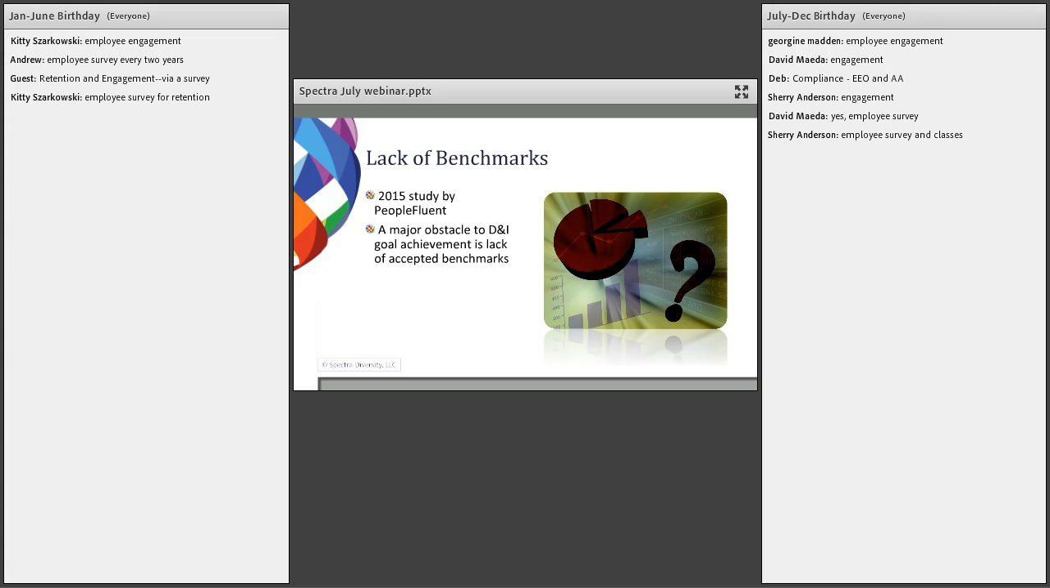Lack of benchmarks, clearly it's there. I'm going to start quoting some of the results from a 2015 study that was done by PeopleFluent. Actually, it's a 2015 Strategic Diversity Measurement Survey from the Human Capital Media Advisory Group, the research arm of Talent Management magazine. I don't know if any of you get that, but it's a fantastic free little magazine, and they've got lots of research pieces that come out through their research arm.